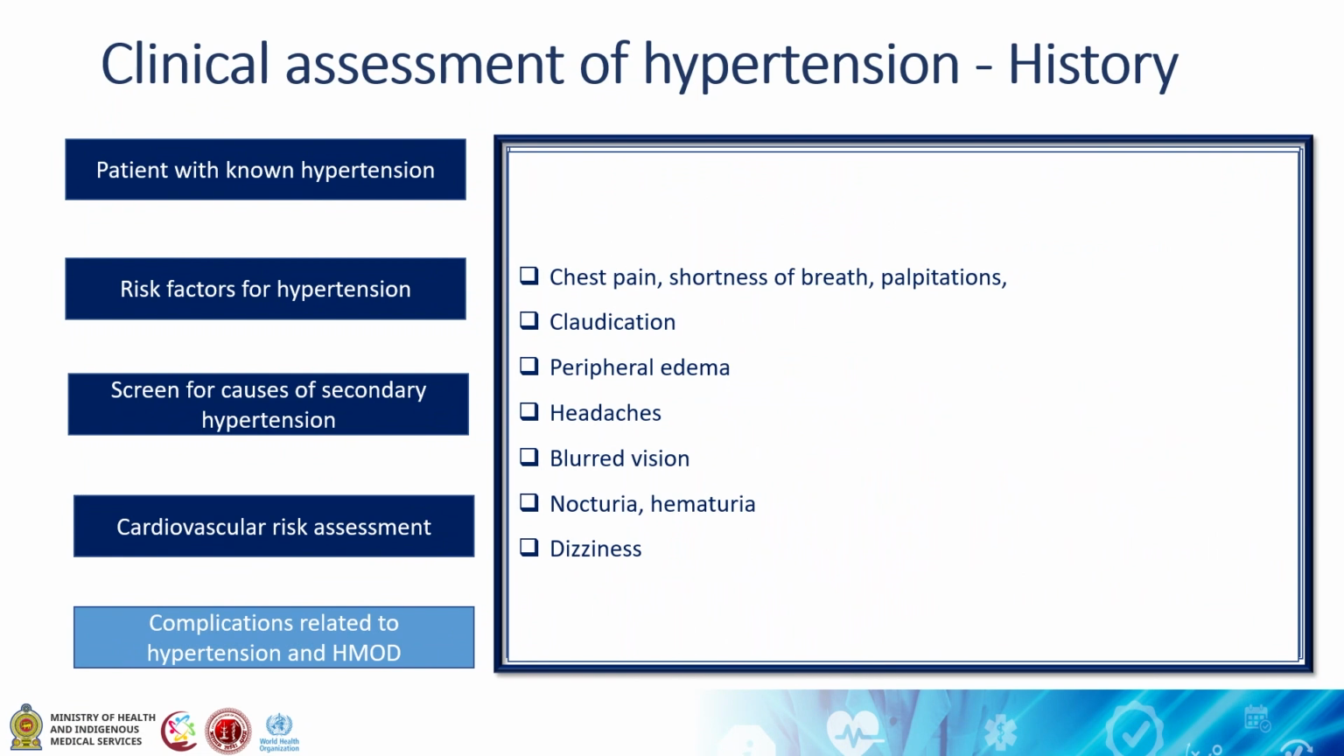Complications related to hypertension and hypertension mediated organ damage. In the history, you must elicit chest pain, shortness of breath, palpitations, claudication, peripheral edema, headaches, blurred vision, nocturia, hematuria, dizziness.